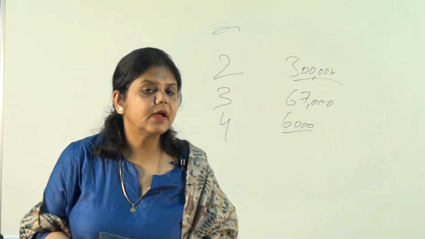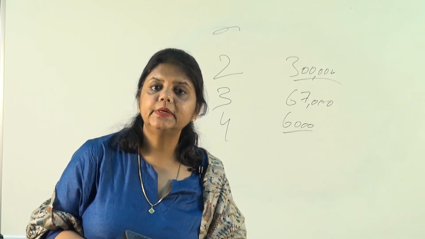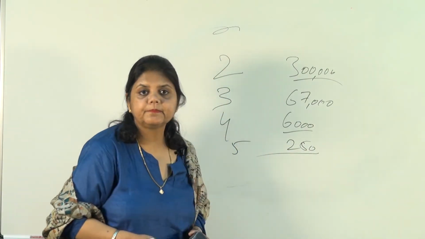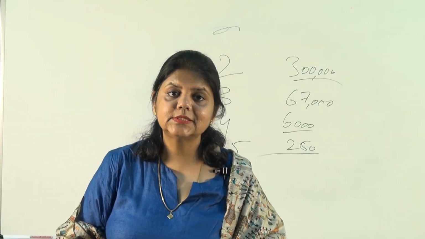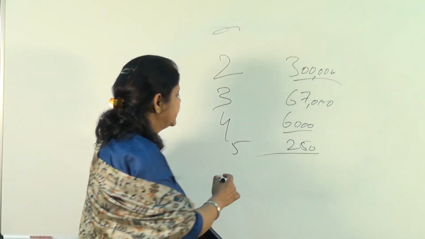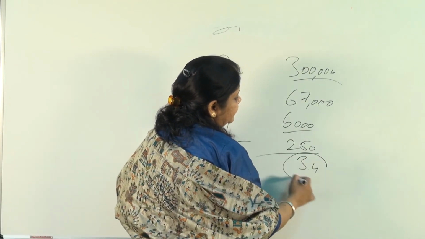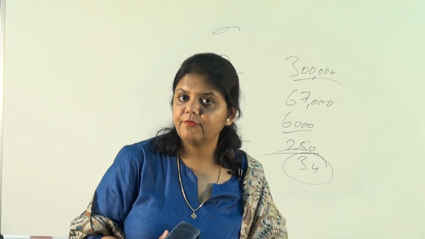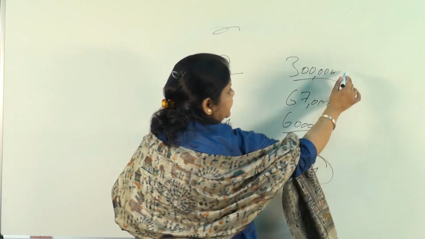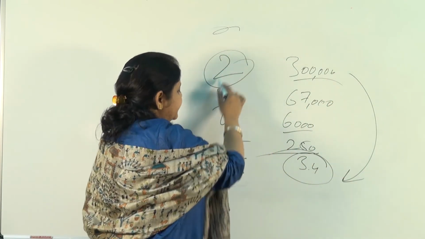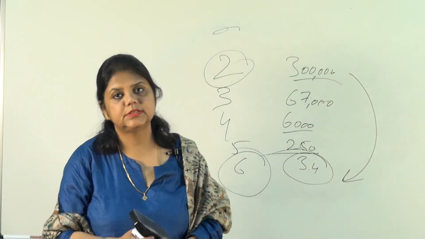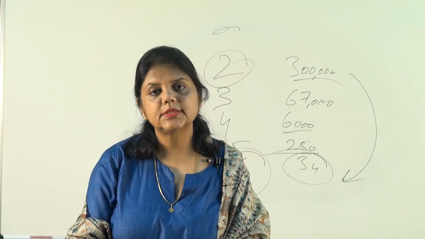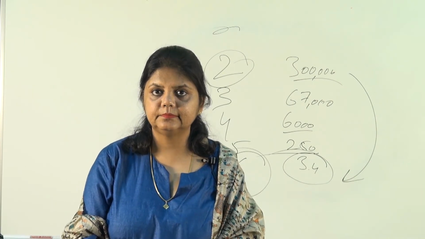When we have Sigma level 5, the defects per million opportunities is 250. And when we have Sigma level 6, the defects per million opportunities goes to 3.4. So we can see the difference between Sigma level 2 and Sigma level 6. It is up to the organization to find out at what Sigma level they are working.